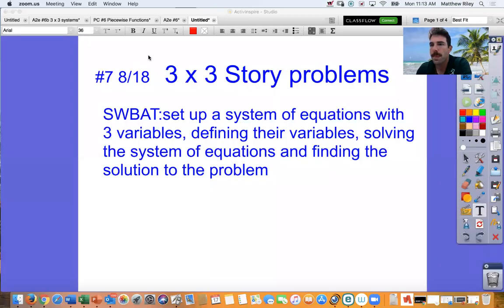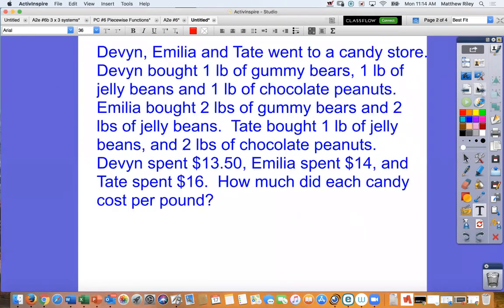We're going to do one story problem. Let me go ahead and share my screen. What we're doing today is solving 3x3 story problems. Same type of stuff we've been doing, you solve it exactly the same. You need to be able to set up the system of equations, define your variables, and solve the system of equations and find the solution to the problems. So here's the problem. Read through it.